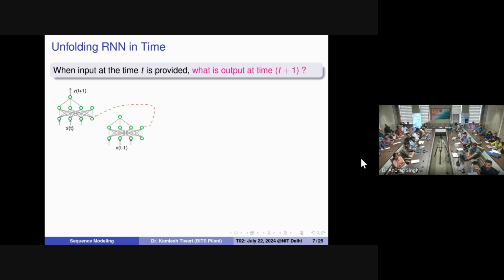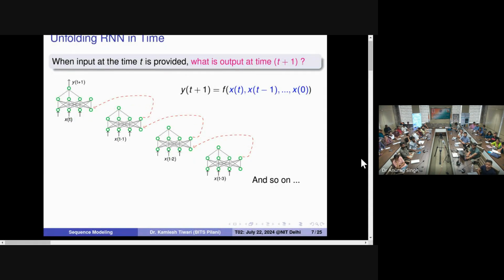But again, this you cannot compute until this value is also available. This value was available when the previous value was provided. At that time, whatever you have computed, so you can unfold it in time. This is called the unfolding of RNN in time, and so on. By this, you can see that the output is dependent upon all the things that you have given to the network.